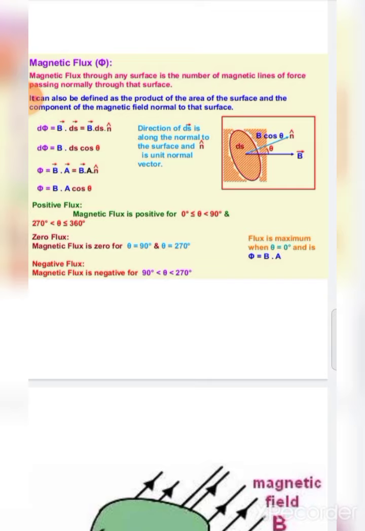Already we know that 1 Weber is volt into second. So 1 Tesla is equal to 10 power 4 Gauss. Therefore, the unit for magnetic flux density is Tesla. The CGS unit is Gauss. The magnetic flux and magnetic flux density, these two terms are very important regarding electromagnetic induction.